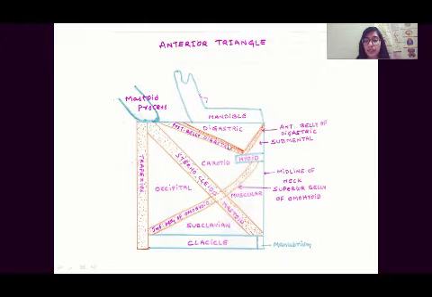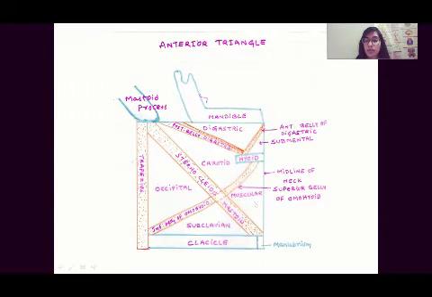Okay, so next, coming to this small triangle, this is the submental triangle. The submental triangle is formed by what? This is the anterior belly of digastric and the base of the hyoid bone. Okay, and this is the mental part. So this triangle forming here is known as the submental triangle.